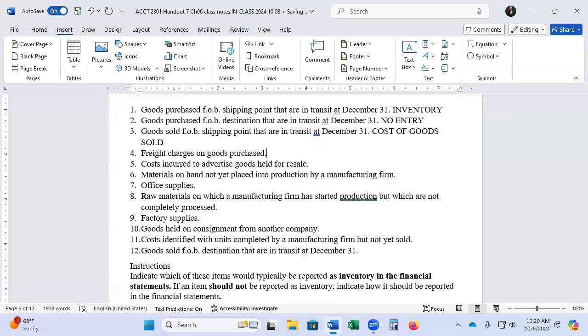Freight charges on goods purchased. So this is goods coming in. They want you to assume that those are inventory goods. So this is inventory, right? Part of the freight cost for inventory goes into the inventory. Costs incurred to advertise goods held for resale. This is not part of the inventory. This would be advertising expense.